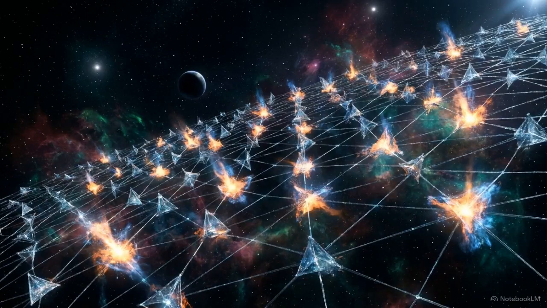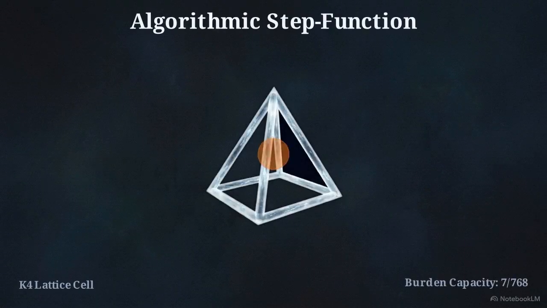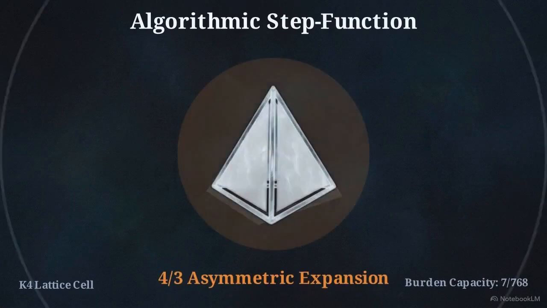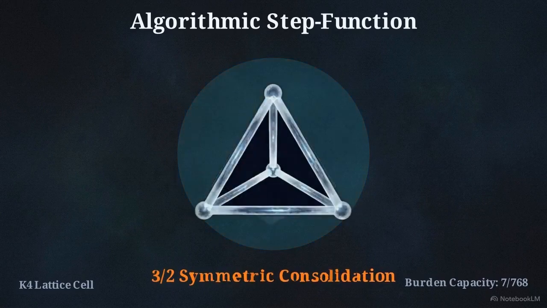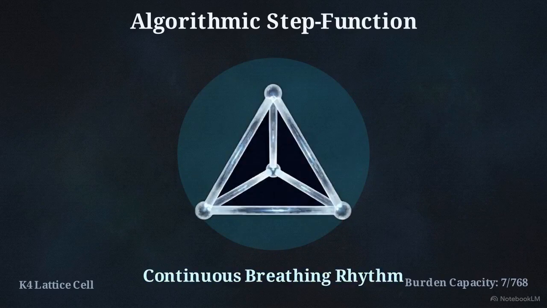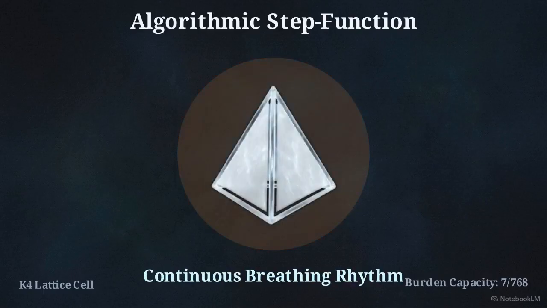This is the engine of the universe. Every physical event is driven by these microscopic nodes frantically trying to avoid an algorithmic crash. The expelled debt navigates the tetrahedral cell. First, the burden expands onto 3 incident faces, a 4/3 asymmetric expansion. Next, it consolidates onto structural edges, locking into a stable 3/2 multiplier. This algorithmic step function creates a continuous breathing rhythm throughout the network.